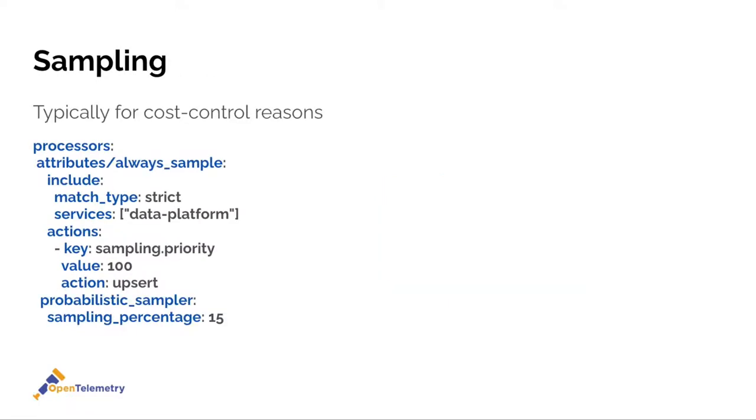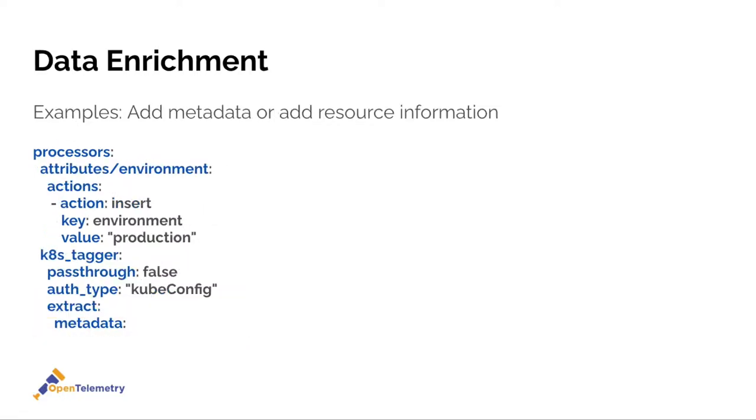Next, we have sampling, which is typically used to control costs. In this example, we're doing two things. First, we're looking for all spans where the service is data-platform, and we're adding an attribute of sampling priority, setting it to 100 to ensure that these spans are always sampled. Secondarily, we're enabling the probabilistic sampler and setting the sampling percentage to 15%. This applies to all data processing through the system, but note that the sampling priority takes precedence.